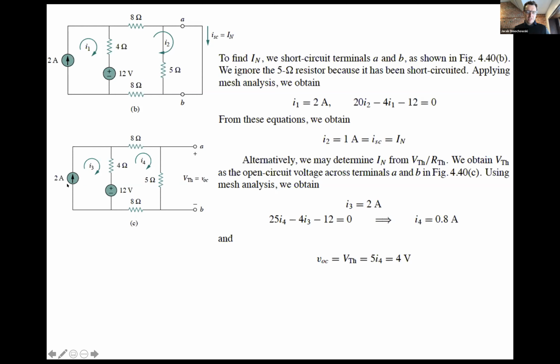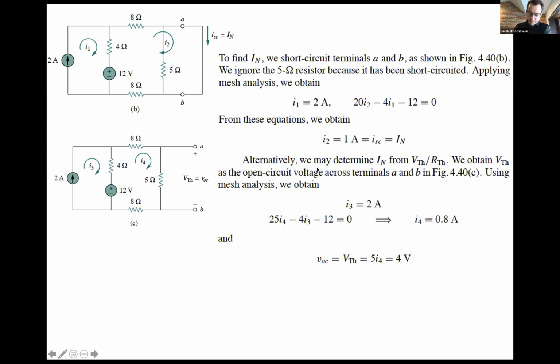So again, I3 is still equal to 2 amps. But now the KVL equation for this mesh will look different because the 5 ohm resistor in this configuration is not shorted, right? Because now there's no more short circuit between A and B. And when you do this analysis, you figure out that VOC, which is the voltage between A and B, which is also the voltage across the 5 ohm resistor, is equal to 4 volts.